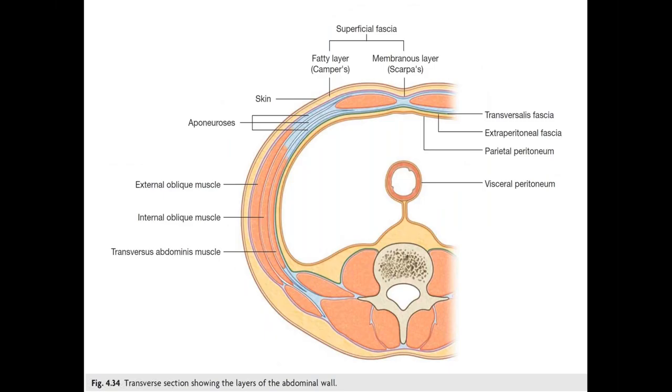This transverse section shows the layers of the abdominal wall. Here is the skin. Under that is the superficial fascia, then the deep fascia. And these are the aponeuroses of the three muscles. These are the external oblique, under it the internal oblique, and below the internal oblique, the transversus abdominis muscles. So the aponeuroses of these three muscles form the rectus sheath.